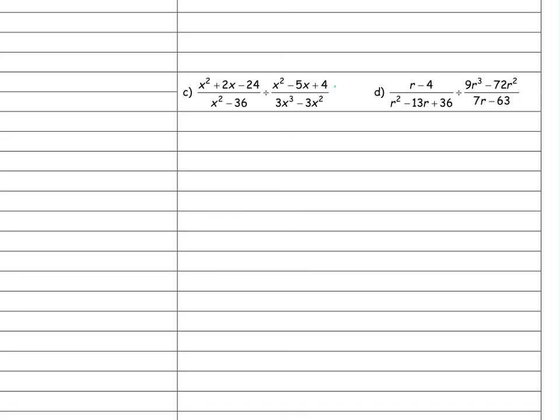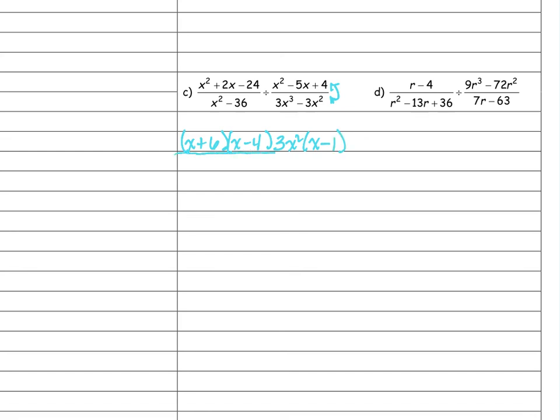Okay? And then number C is a little bit harder because I've got to factor everything. So I'm going to flip this and I'm going to flip this. So the top one factors. Let's see, what multiplies to be negative 24 and adds to be 2? 6 and 4. So plus 6 minus 4. And then the bottom, I can take a 3x squared out, and I'm going to get left with x minus 1.